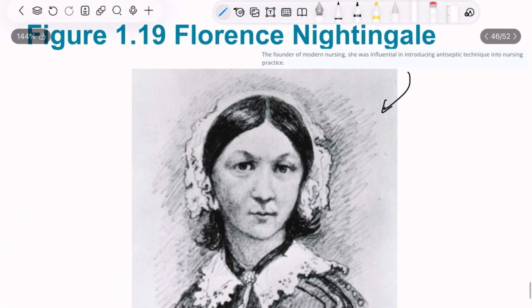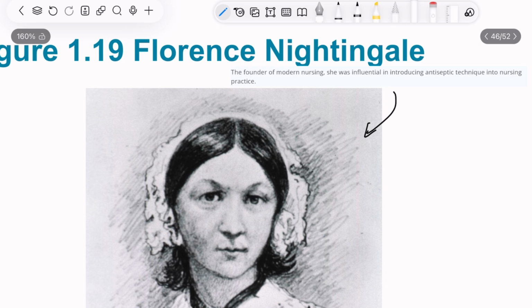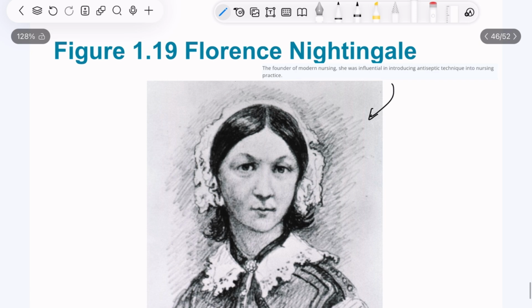So here's an image of Florence Nightingale. She is often referred to as the founder of modern nursing. She was influential in introducing antiseptic technique into nursing practices.